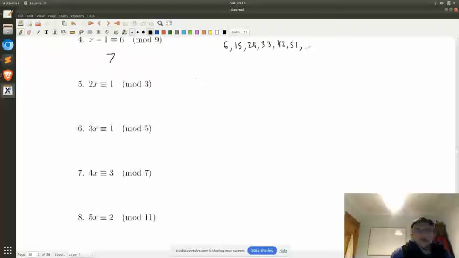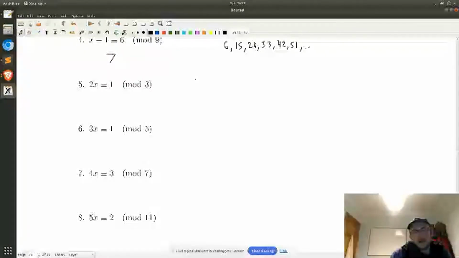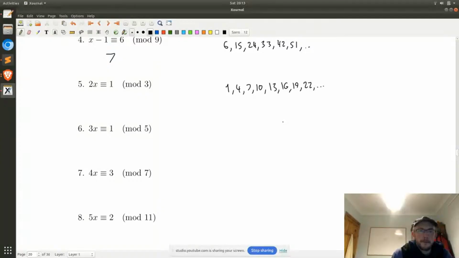Okay. And now I'm congruent to 1 modulo 3. So that would be 1, 4, 7, 10, 13, 16, 19, 22, and so on. Now, which is the smallest one which is even? The answer is 4. And so would x simply be 2?